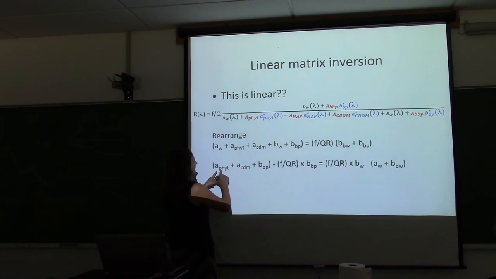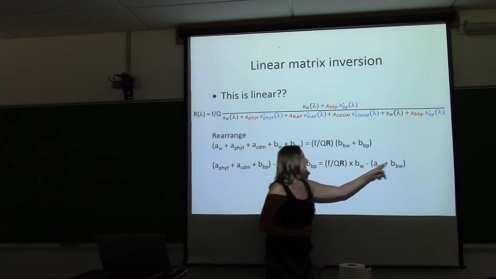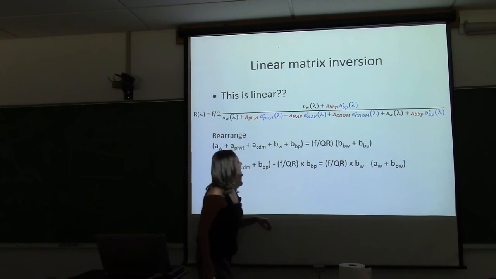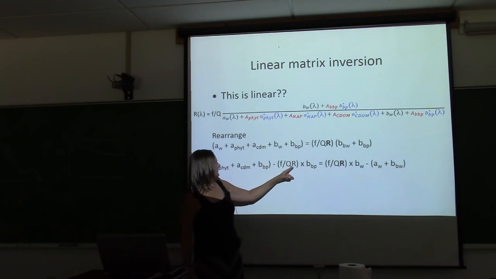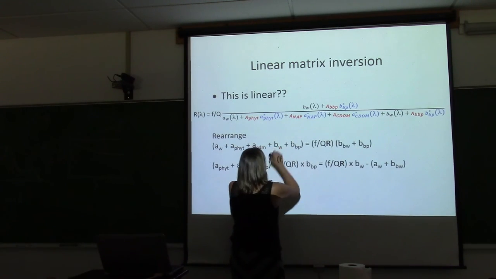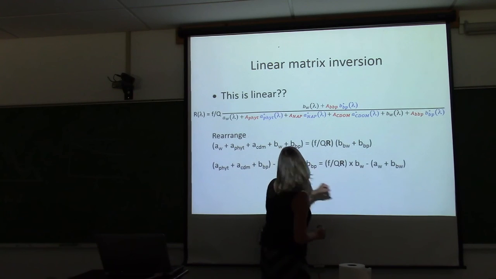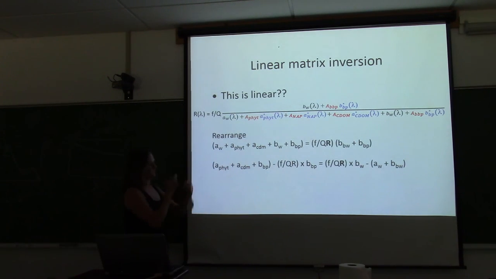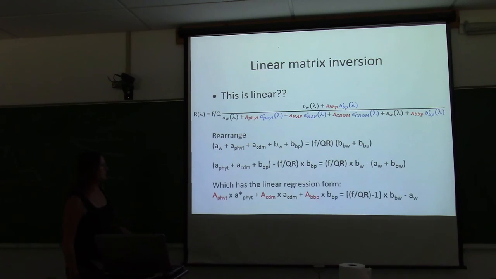So we don't know these. We know these. So let's put all the waters on one side. And so we have F over Q times BB because we've taken this and multiplied it and moved it over here. We're going to take water and move it over here. Take this water and move it over here. So right now we're just sort of moving terms back and forth.